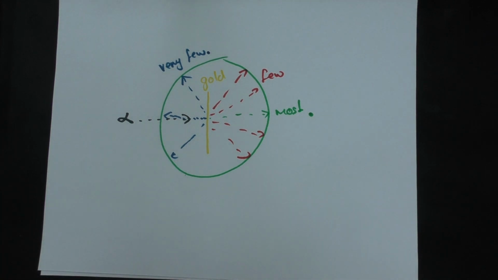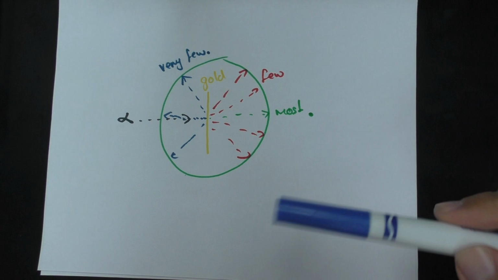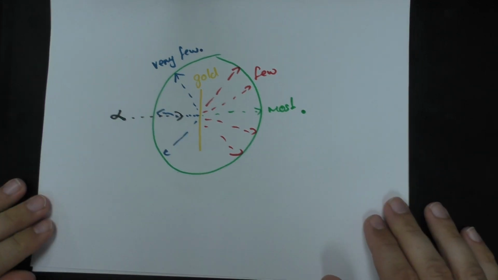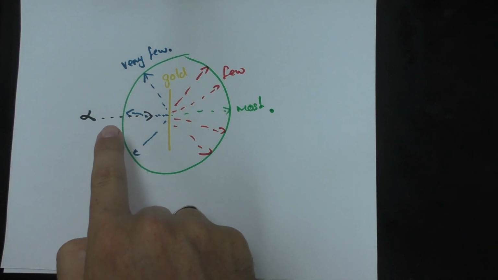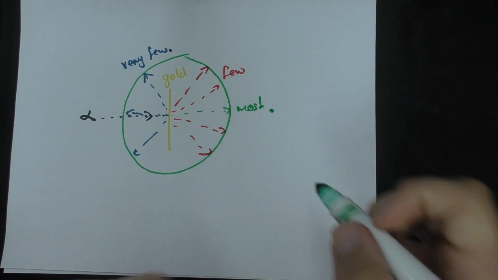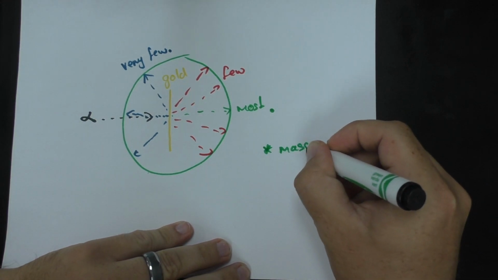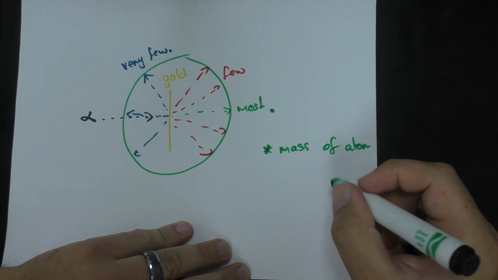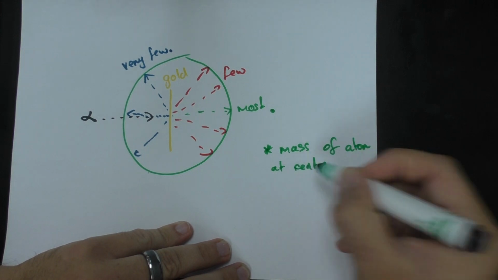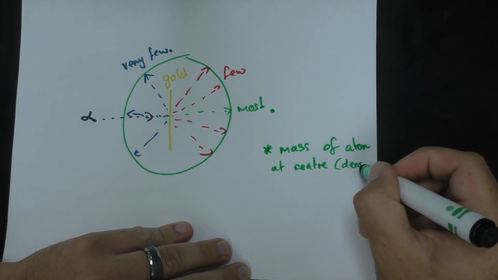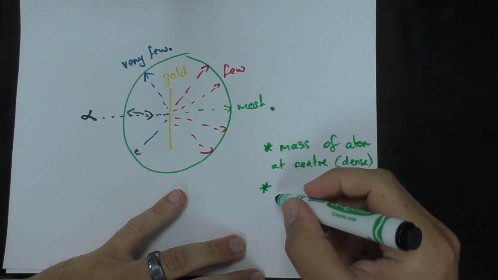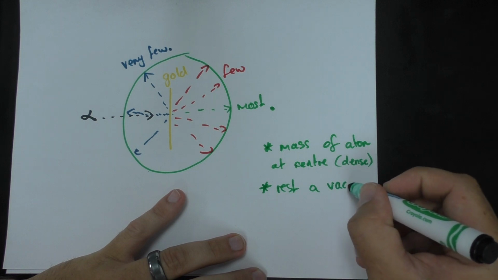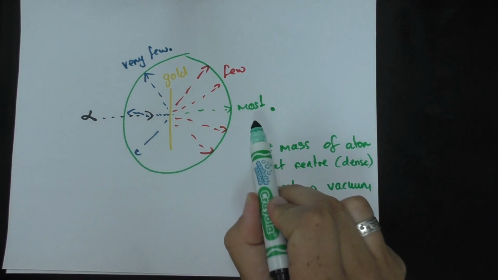So this led to a number of really interesting observations by Rutherford. Obviously, he observed that most were going straight through, few were being deflected slightly, and very few were being bounced directly backwards. Now that made for quite a lot of interesting observations. As a result of the fact that these particles are going straight through, it means that most of the mass of the atom is concentrated at the center, incredibly dense, and that the rest of the atom is effectively a vacuum. Because most of the particles were passing straight through.